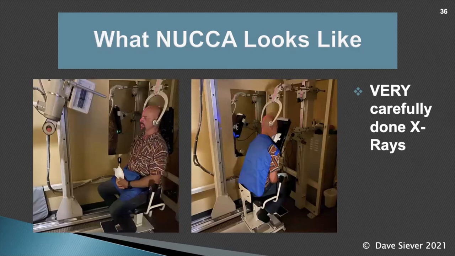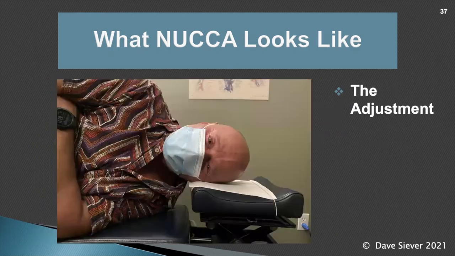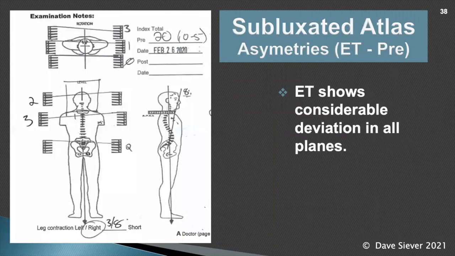They also do your hip measurements as well. So here I am now in the x-ray device, forward and backwards, and they do a couple of sideways ones as well. And then when they're done, they put your head on this very hard little pillow that pushes uncomfortably on your ears. And then they will do the manipulation of the atlas bone and get it back into place. So there you go. That's how the NUCA process basically works.